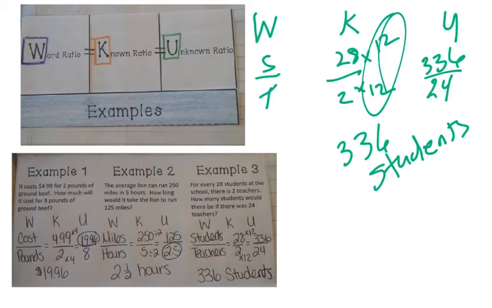If I would reduce 336 over 24, I could get 28 over 2. If I reduce that at the simplest form, I would get 14 over 1. Okay, so those would all reduce to the same simplest form. All right, let's go to our next example.